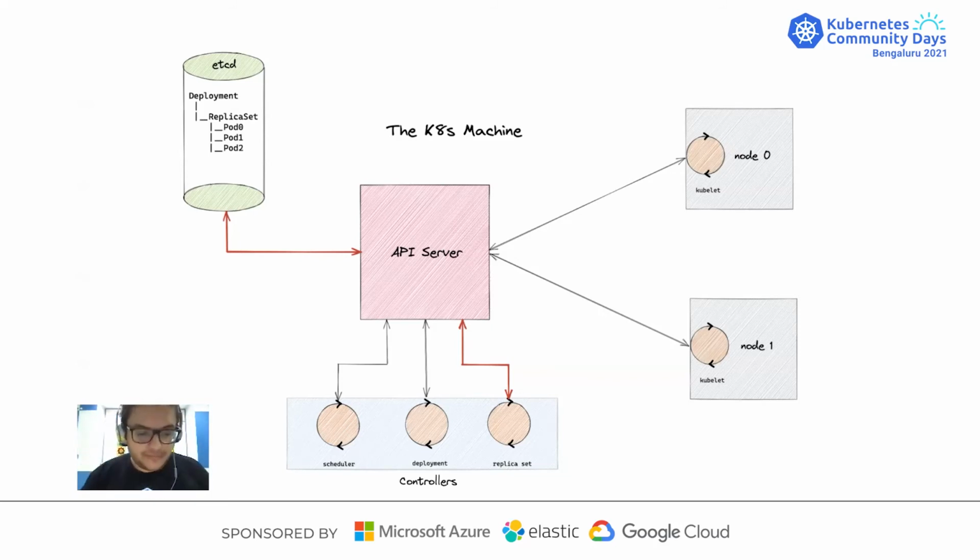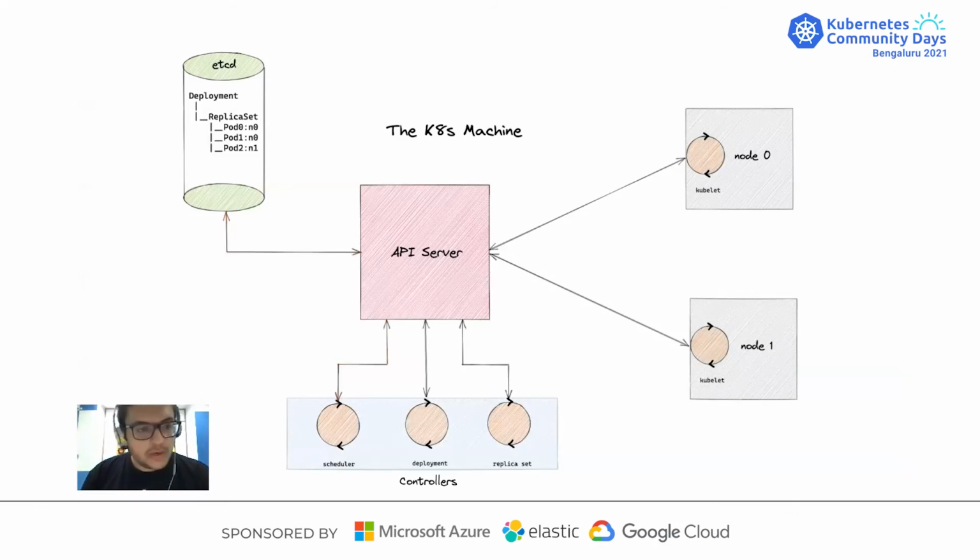Now the scheduler sees that 3 pods are created, but none of them are scheduled. So by using some criteria and some algorithm, it will assign nodes to these pods. And let's say the nodes are assigned in this manner: pod 0 goes to node 0, pod 1 goes to node 0, and pod 2 goes to node 1.